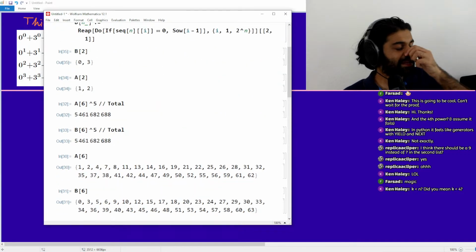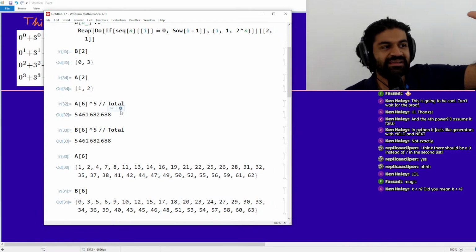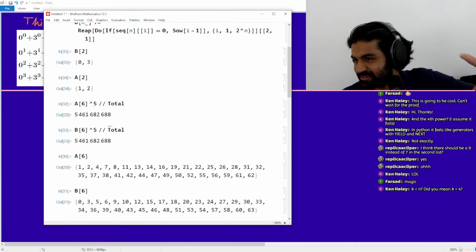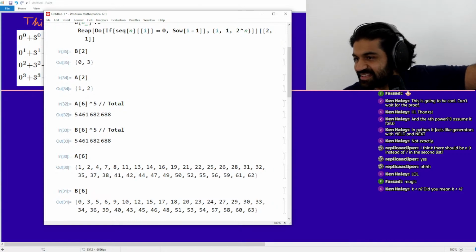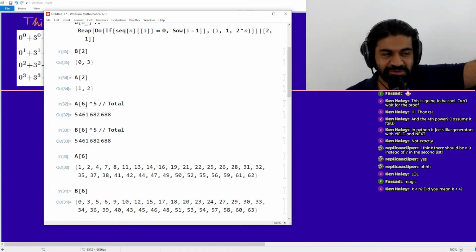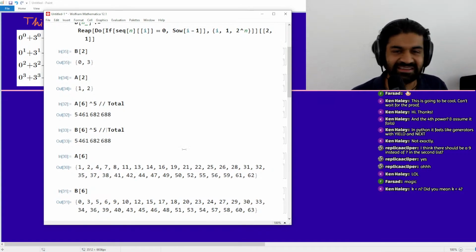So for example, if you look at A6 and you raise it to the 5th power and add them up, that's the same as B6 if you raise it to the 5th power and add them up. So all that you really need is that the power you're raising to be less than n, the n that you're using to construct the list. I hope that makes sense. Let me know if there are any questions about that.